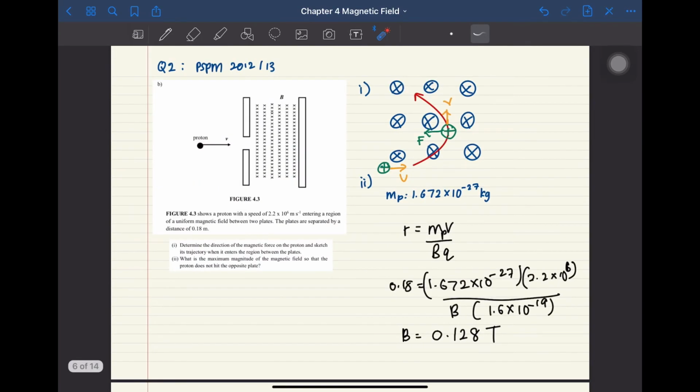Okay, this is an example question for circular motion. I think for the past few years they only asked once. You can try to look at past years and you will find only one question, I think, if I'm not mistaken. So in this case it shows a proton with a speed entering a region of uniform magnetic field between two parallel plates separated by a distance of 0.18. So the distance here is 0.18. So I'm going to write that down.